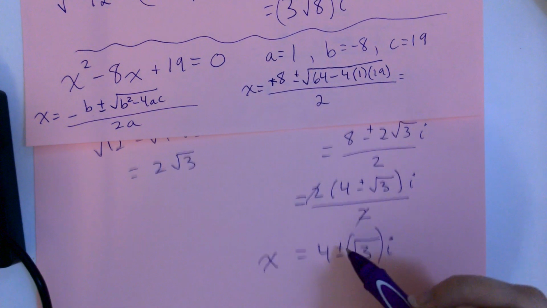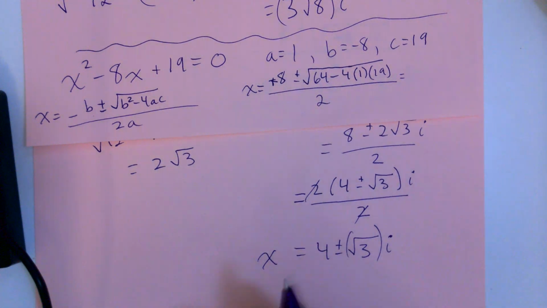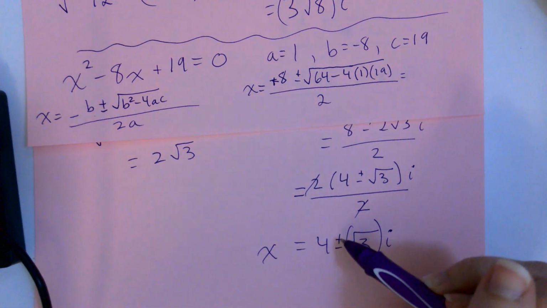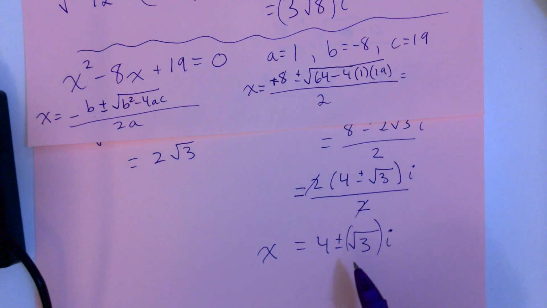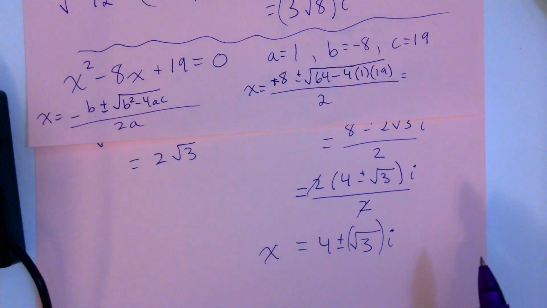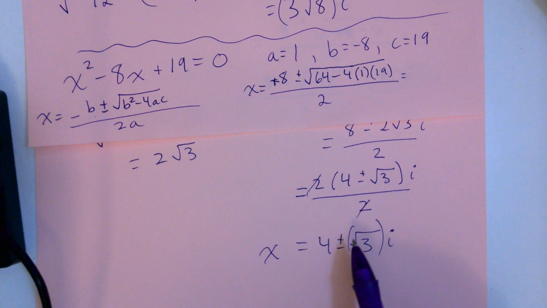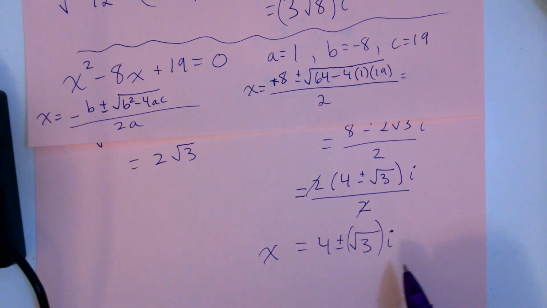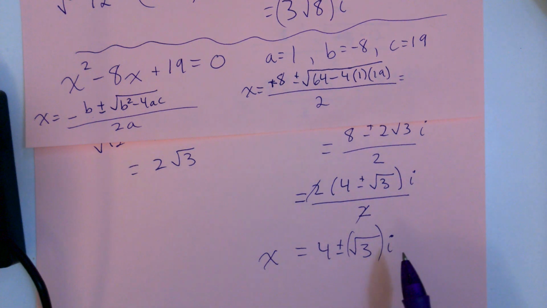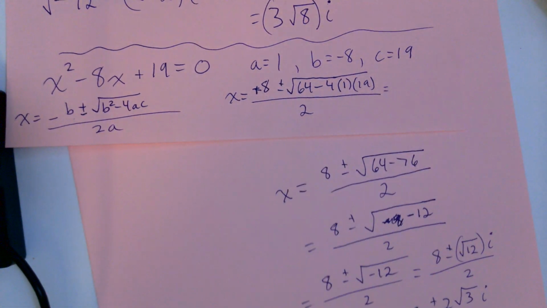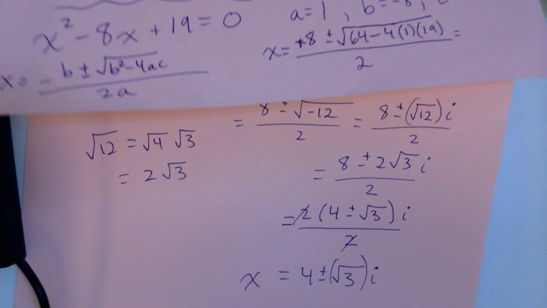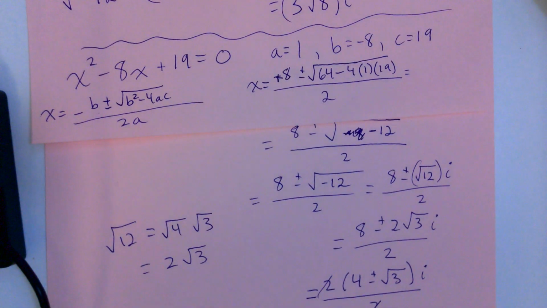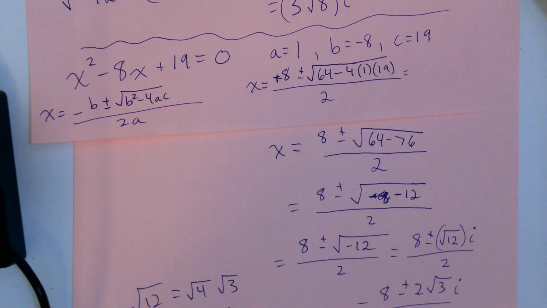And we can just leave our answer like that with the plus or minus in there. We don't have to split it up because that's the point of the plus or minus symbol, so that we can shorthand that. But this does mean that there's 2 different solutions because it's 4 plus the square root of 3i or 4 minus the square root of 3i, which is 2 different numbers. So that's a little introduction to i. Hopefully that makes some sense. I'll see you in the next video.